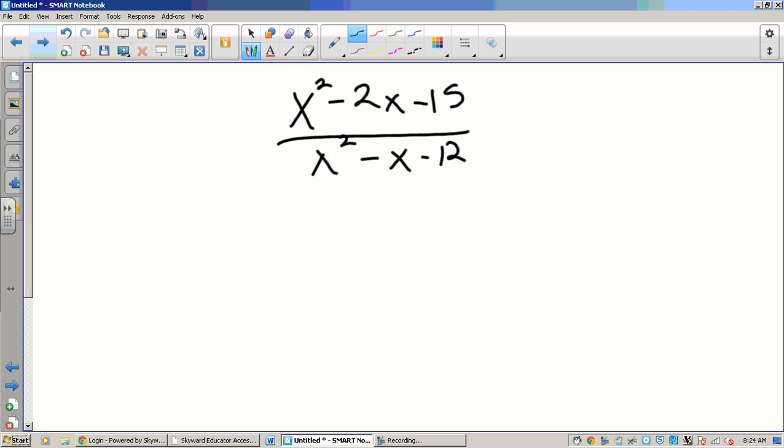No. Can I factor x squared minus 2x minus 15? Riley, can I factor that? Yeah. What am I looking for then? On the numerator. What am I looking for if I'm going to factor this? Add to -2, multiply to -15. Excellent. We're going to multiply to -15 and add to -2. What multiplies to -15 and adds to -2?